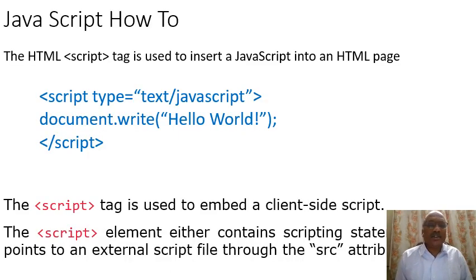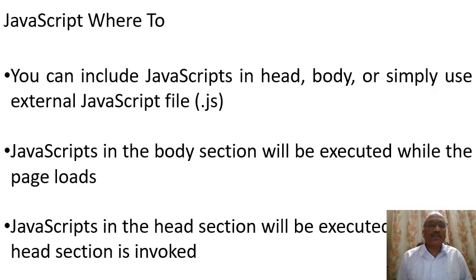How do we write JavaScript in a program? We write JavaScript along with the HTML code by using the script tag. So this is the syntax we write. Whatever we write in between the script tags are the executable statements which are run by the JavaScript interpreter. The script tag is used to embed client-side scripts, and it can also refer to statements external to this HTML file, which can be invoked with the source attribute.